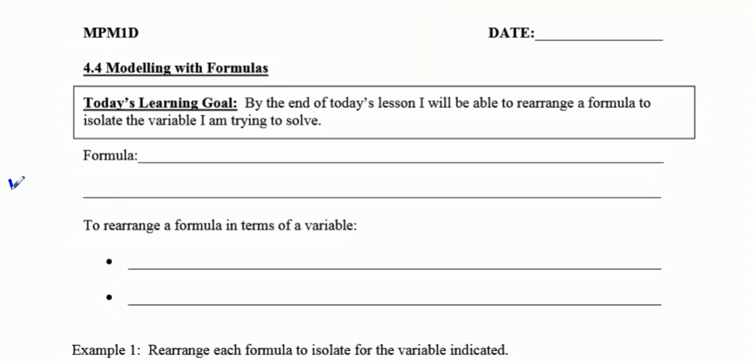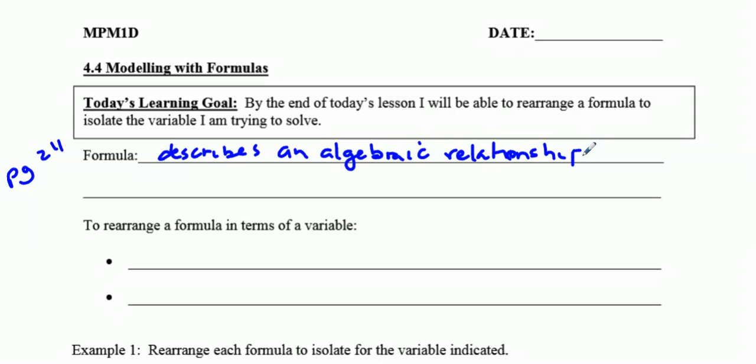we'll just write it down here. So it's page 211. It says a formula describes an algebraic relationship between two or more variables.